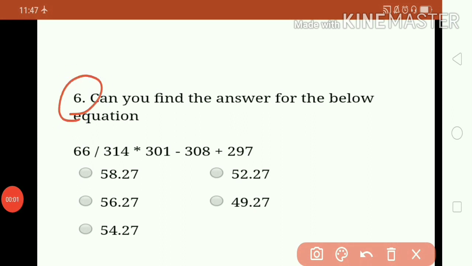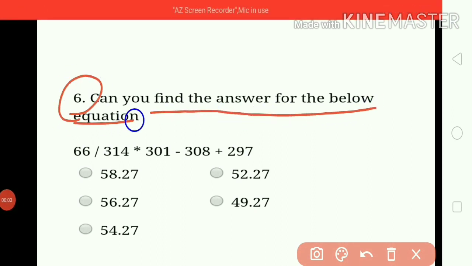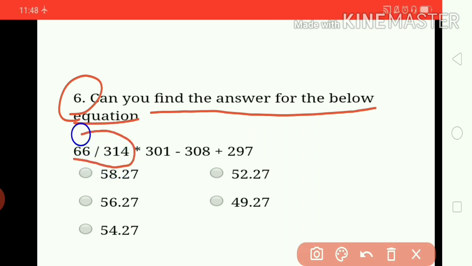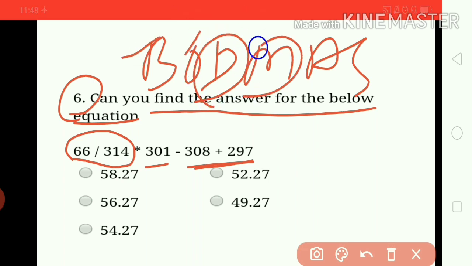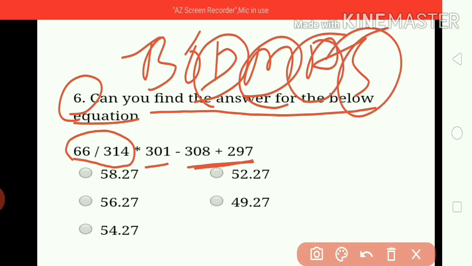Question number 6. Can you find the answer of the below equation? We have given 66 divided by 314 and then multiplied by 301 and then minus 308 plus 297. So in this also we will use the BODMAS rule. In BODMAS, you know that at first we will solve brackets, which we do not have here. So at first we will solve the division, then multiplication, addition and subtraction, right?